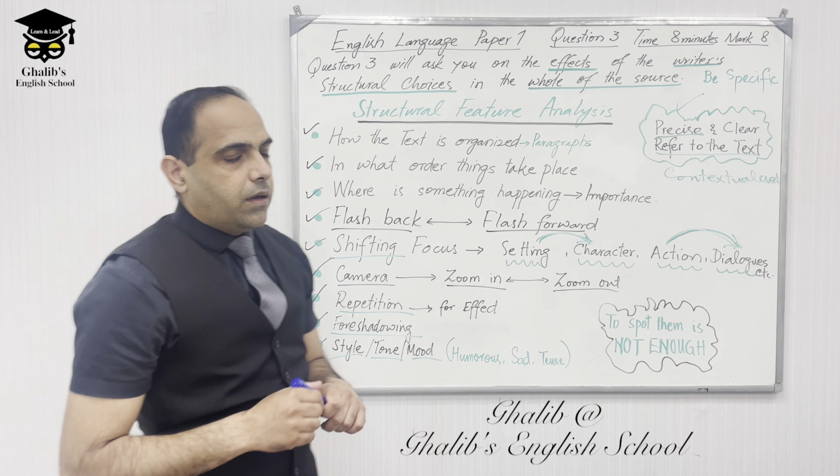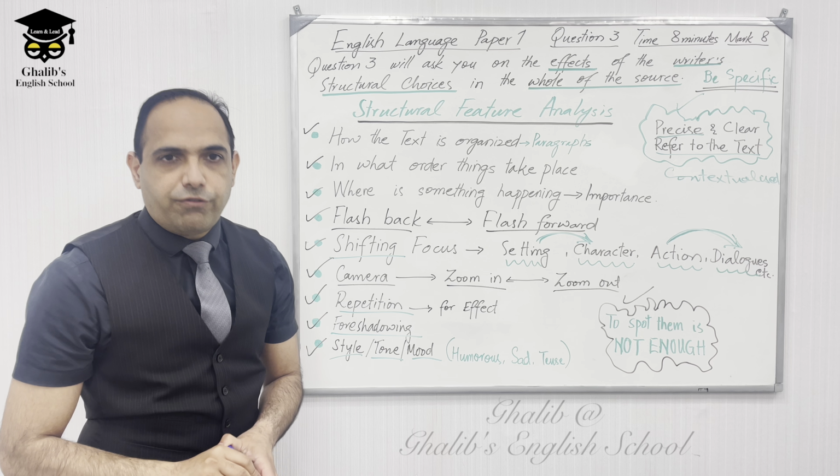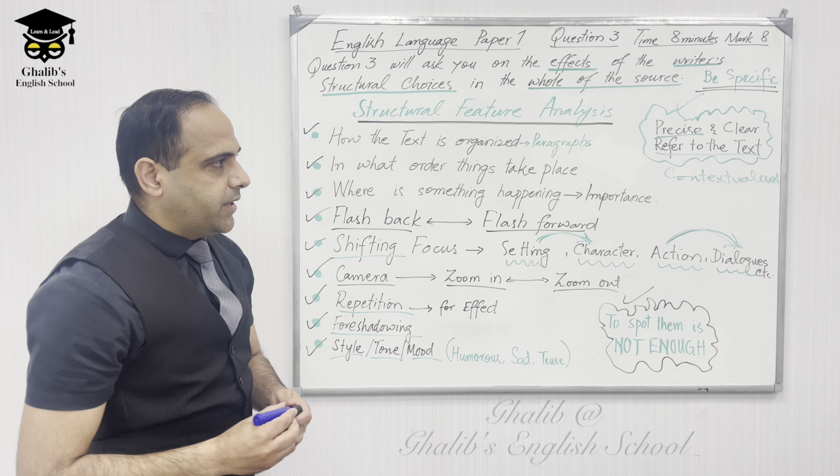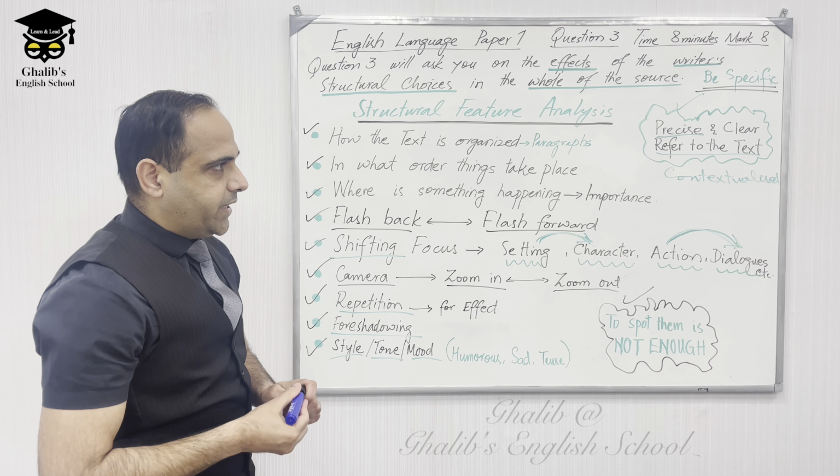You are not supposed to only identify them and then just write them. No, that's not enough. You need to analyze that. You need to be specific. You need to be precise. You need to be clear. And it should be contextualized with reference to the context, because whatever you are trying to say, you need to support that idea from the text with a quotation. So that's a really important point.